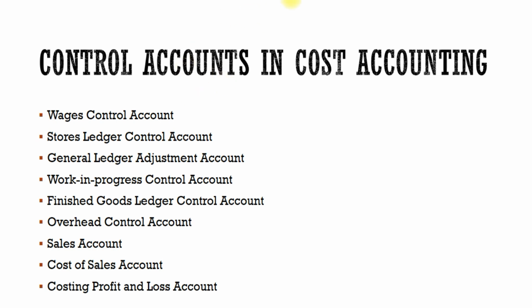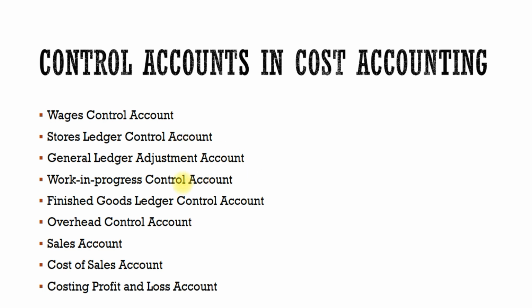The next control account which we see is stores ledger control account. Here all material transactions are dealt with by this account. It records summary of receipts, balance of stock in hand and raw material issues. All these things are kept track of by the stores ledger control account.